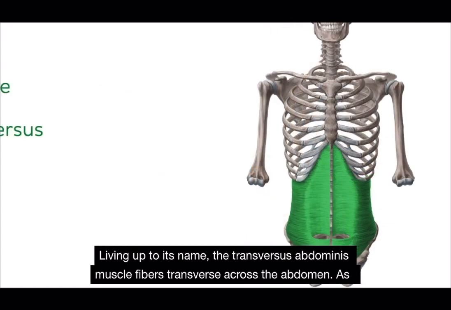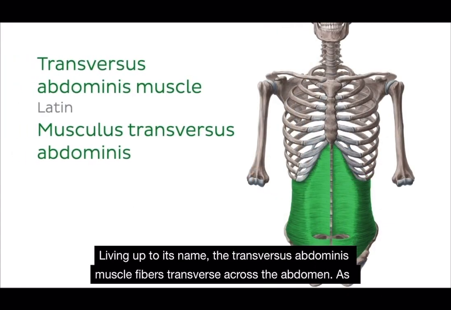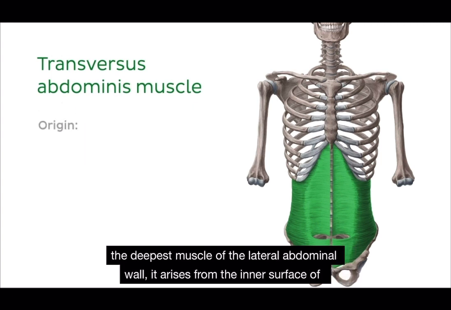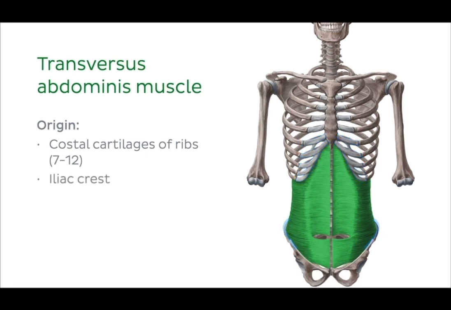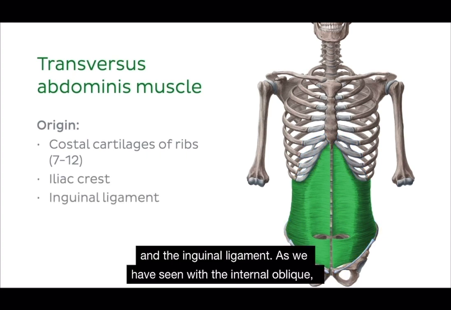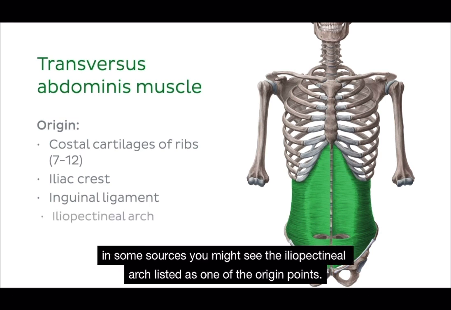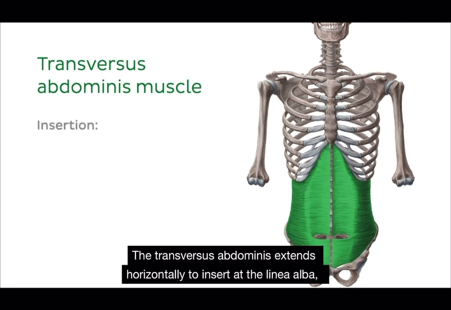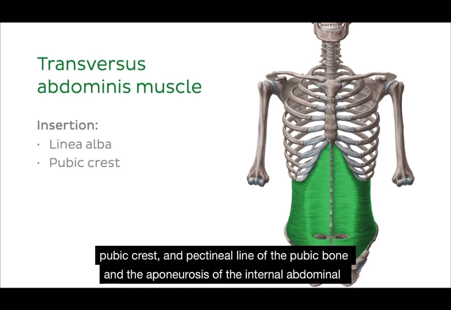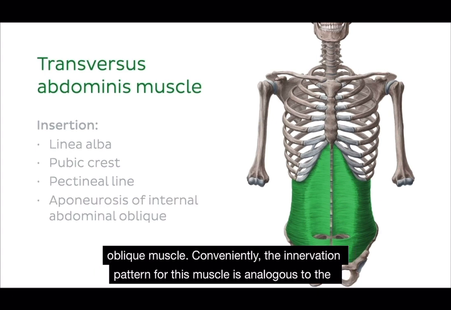Living up to its name, the transversus abdominis muscle fibers transverse across the abdomen. As the deepest muscle of the lateral abdominal wall, it arises from the inner surface of the costal cartilages of ribs 7 to 12, the thoracolumbar fascia posteriorly, the iliac crest, and the inguinal ligament. As we have seen with the internal oblique, in some sources you might see the iliopectineal arch listed as one of the origin points. The transversus abdominis extends horizontally to insert at the linea alba, pubic crest, and pectineal line of the pubic bone, and the aponeurosis of the internal abdominal oblique muscle.